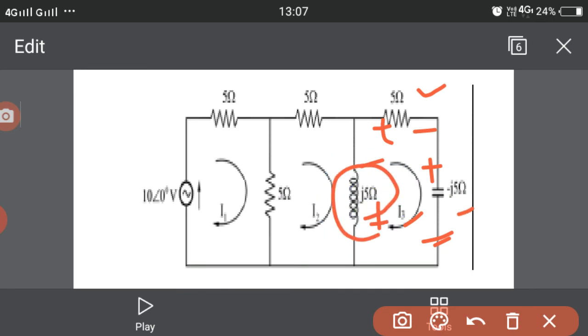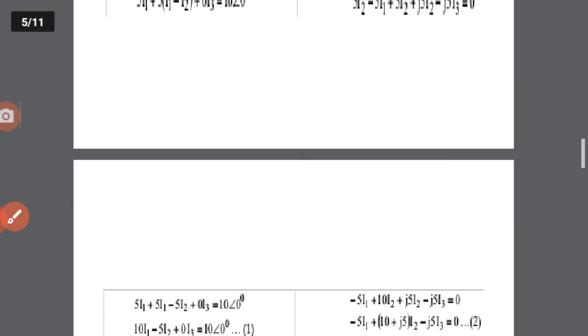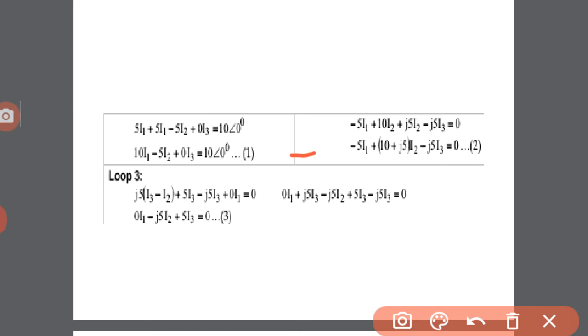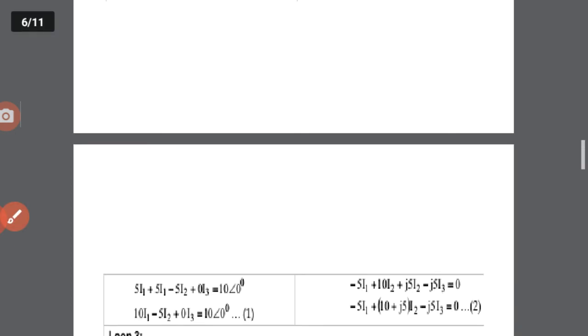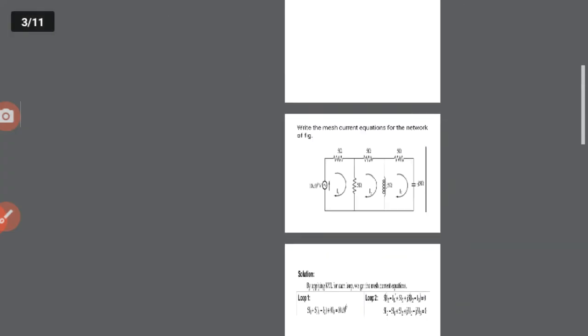So here J5 is in between second loop and third loop. So that's why J5 into I3 minus I1. So these are the loop equations. Okay, so that is loop 2. Loop 1 is equal to 10 into I1 minus 5 into I2 plus 0 into I3 is equal to 10 angle 0 degrees, because here 0 means there is no connection between loop 1 and loop 3. So that's why only two equations, that is I1 and I2.